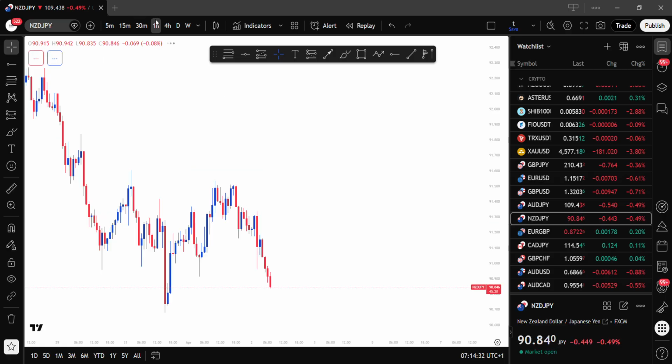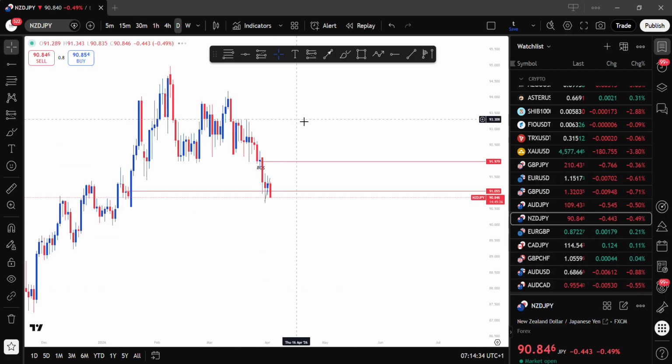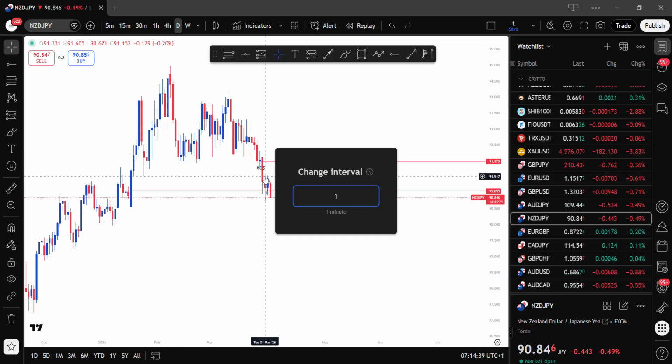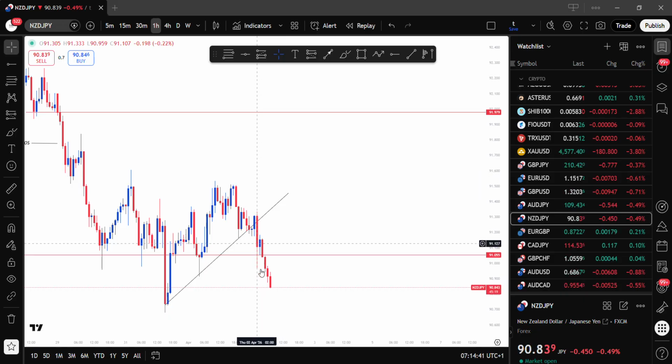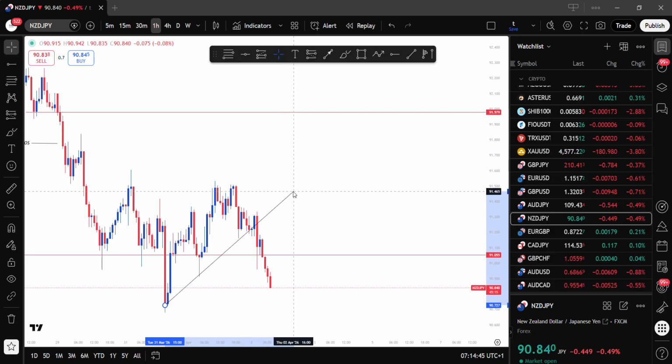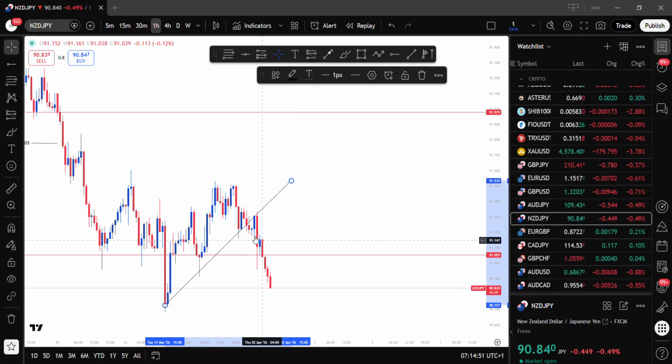On NZD JPY daily time frame, you can see the market has sold to this point already. It should make a reversal from here, though we have not seen any change of character from the 1 hour time frame. Instead, I was looking at this to be a line I wanted to respect, and it came out of this line. So if you notice something, it came out of this.